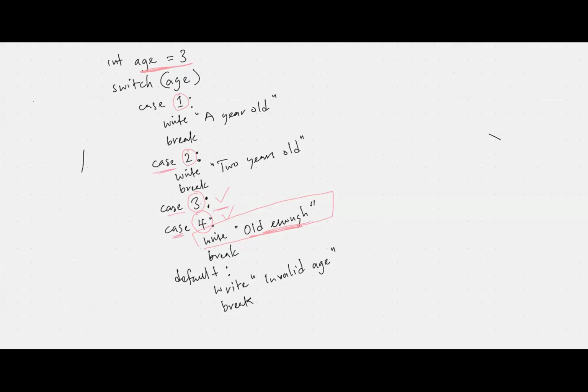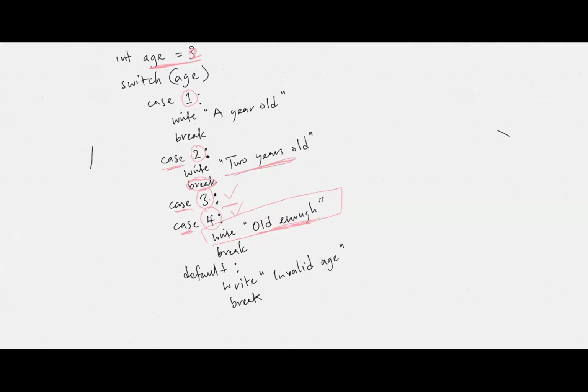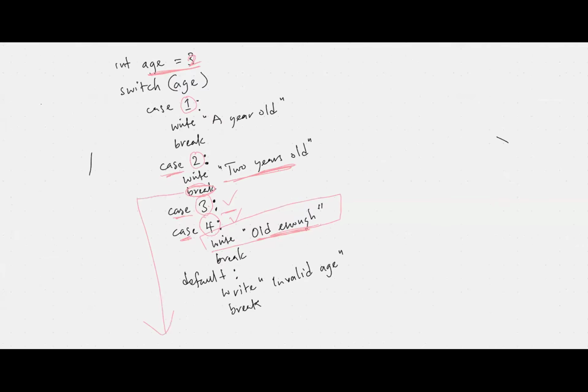Because of this break, even if this is equal to 2, and then we see 2 years, because of this break, we will stop and then we will go out. We will not come and run the number 3 and the number 4. Are we okay? Now, if for instance, age is not equal to 2 or 3, but it's equal to maybe 7. Because 7 is not listed as one of the options, then because of the default, we'll see invalid age. Are you with me?